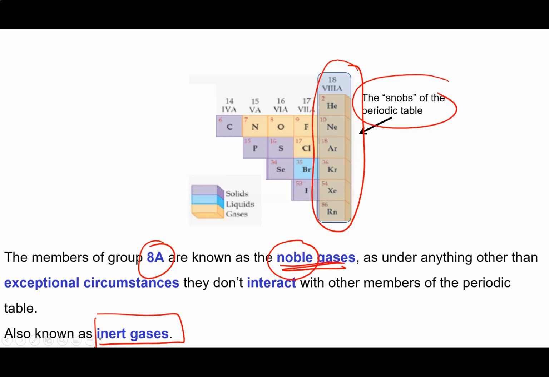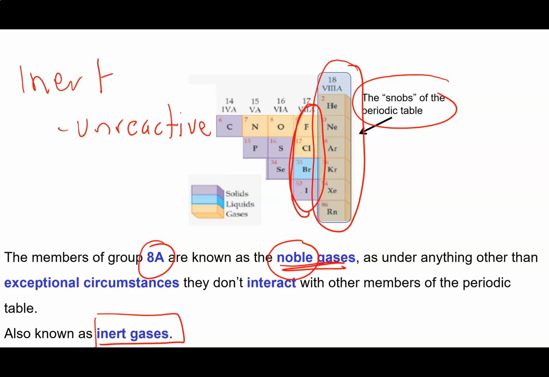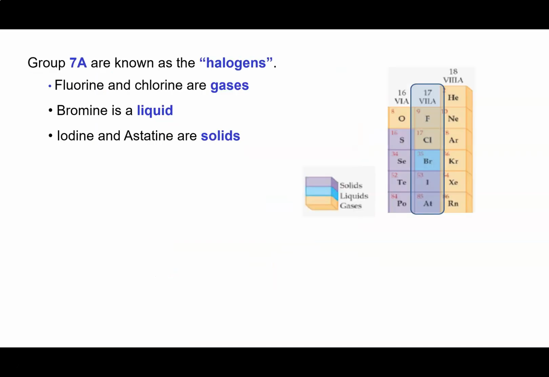They'll use the name the inert gases, because inert means unreactive. So it's a pretty boring way of describing them. I like the noble gases better, but they're called sometimes the inert gases. Okay, so next to these guys in group 7A, what have we got there? Well, the elements that are in group 7A, they're referred to as being the halogens.